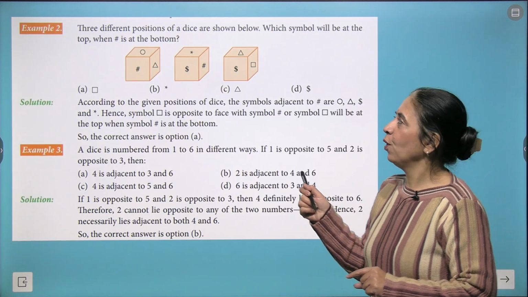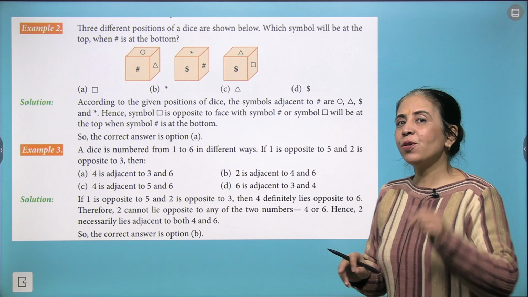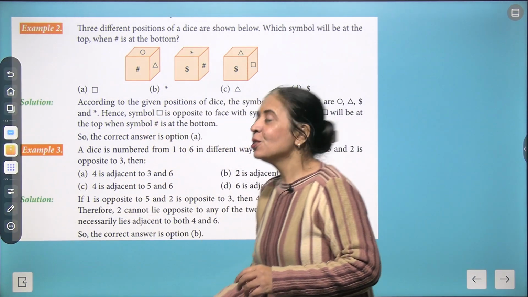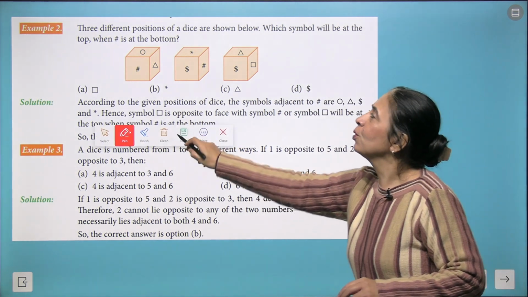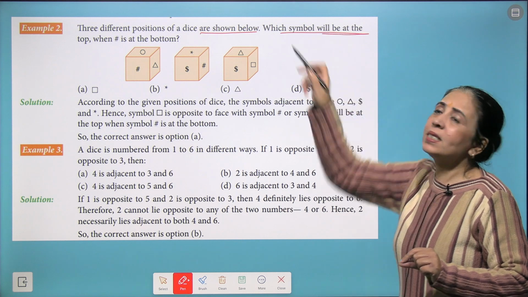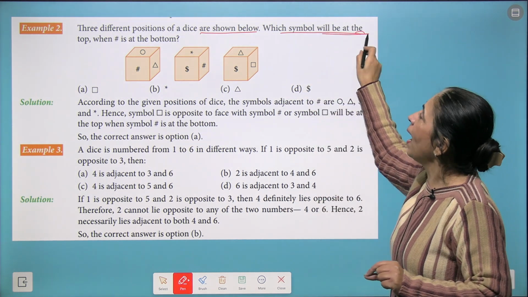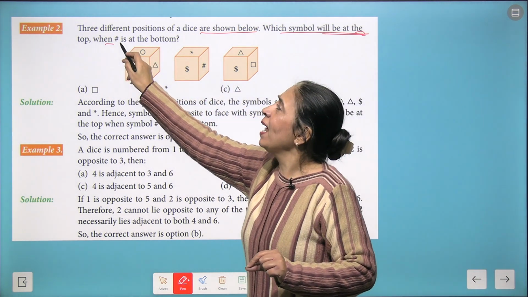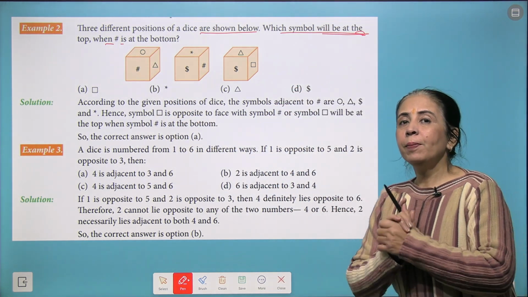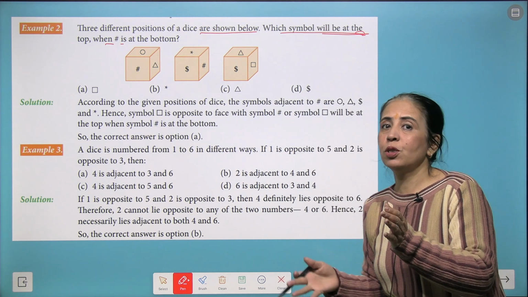Take another category of question. Very interesting and your brain twisting question. So question is 3 different positions of dice are shown here. Which symbol will be at the top when hash is at the bottom? Now we need to see that what is opposite to hash.